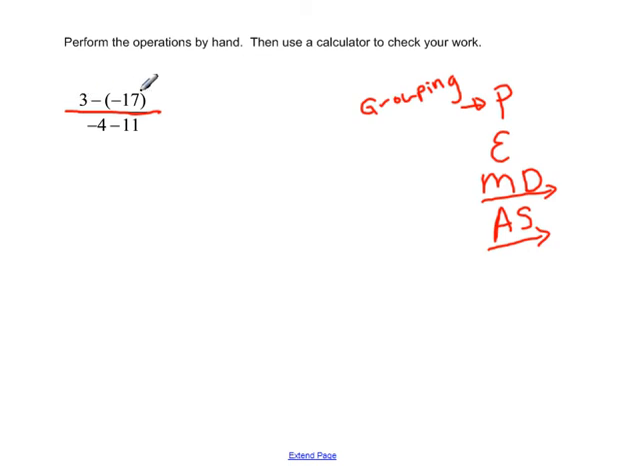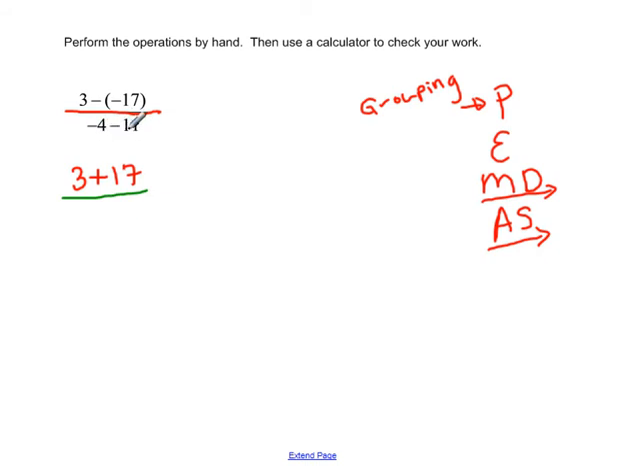So let's take a look at our numerator. 3 minus a negative 17. Well, 3 minus a negative 17 is basically the same thing as 3 plus 17, isn't it? My denominator, each step along the way, I just want to take one step, one for the numerator and one for the denominator. Negative 4 minus 11.